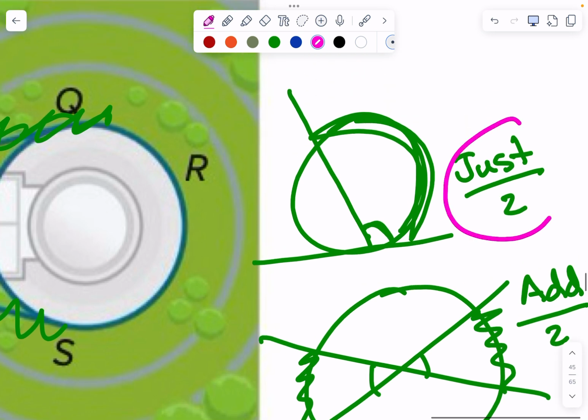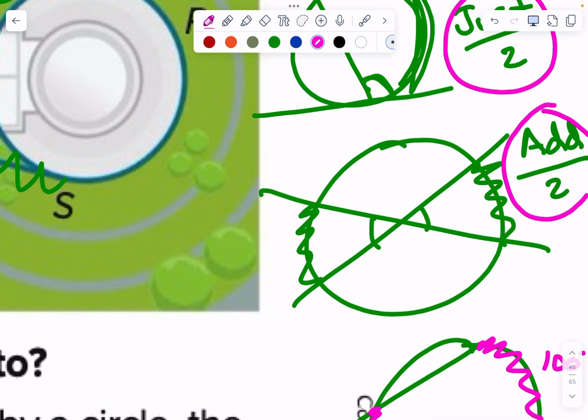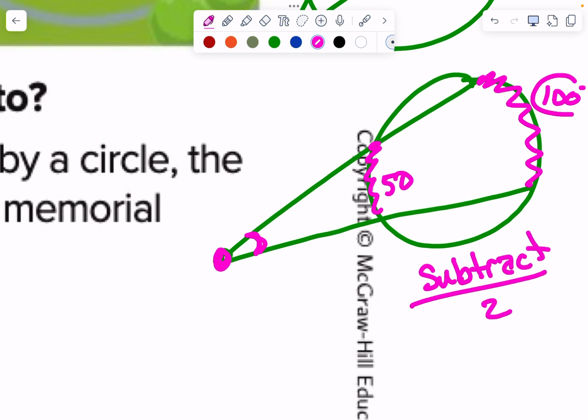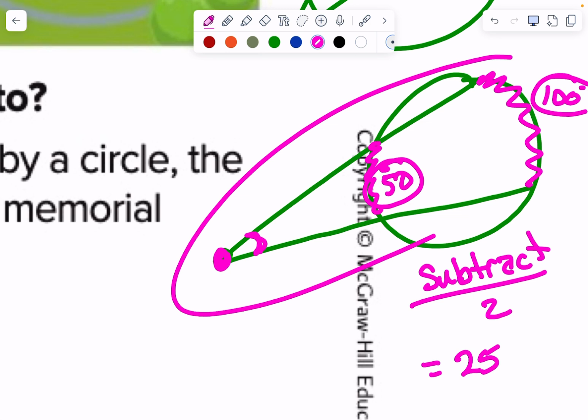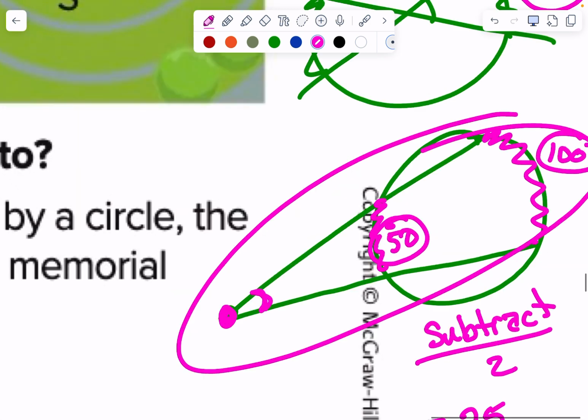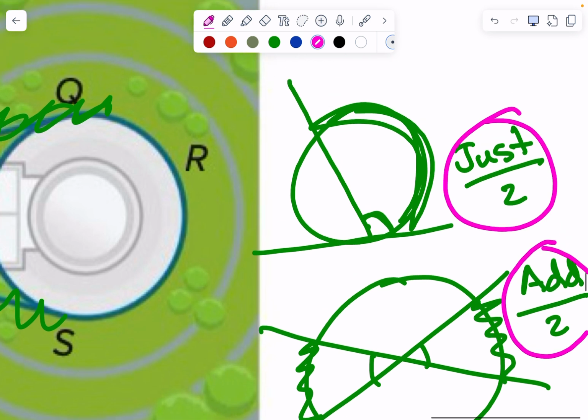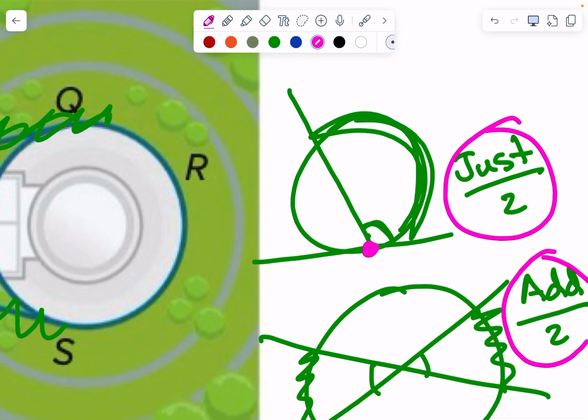Here we divided by 2. Here we added and divided by 2. Here we subtract and divide by 2. So if I take 100 and subtract 50 and divide by 2, it's 25, like you said, right? So if they're intersecting outside of the circle, like this one is, you subtract those two arcs and divide by 2. If they're intersecting inside the circle, you add the two arcs and divide by 2. You're taking the average. If it's on the edge of the circle, you're just dividing that amount by 2. Got it? Those are the 3 rules.